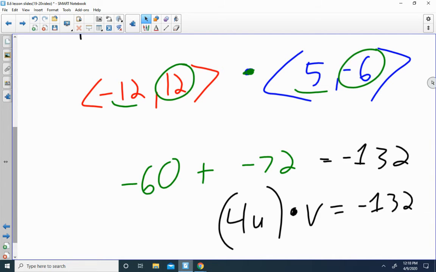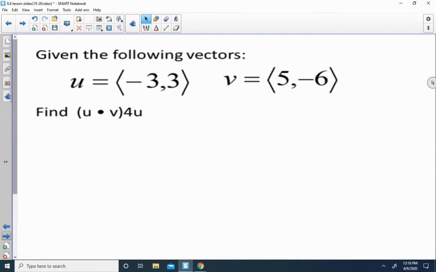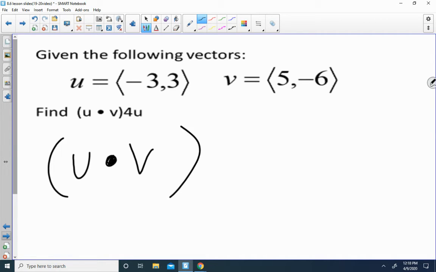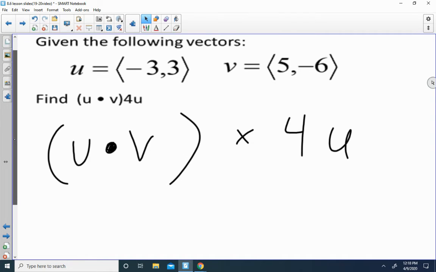Okay, let's do one more example. So this time we have the same two vectors, u and v, but now we got to do the dot product of u and v, and then multiply that by 4u. So I'm just going to write that out. U dot v is in parentheses, and then it looks like we're going to have to multiply that by 4u. Okay, let's go ahead and do that.